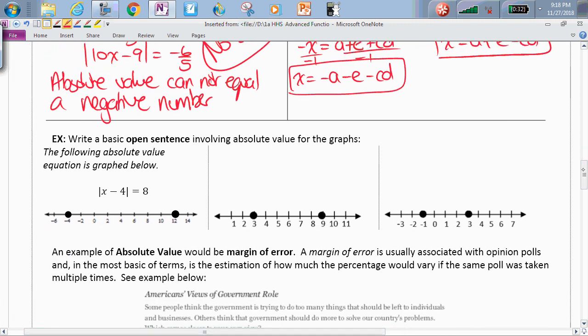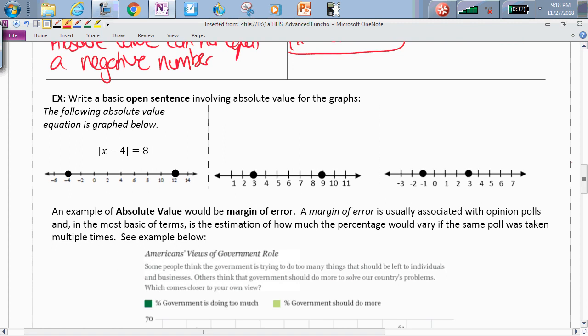Okay, now the whole point of absolute value, or one application of absolute value, is going to be margin of error. We have to understand how to set this up. So let's go back to this part right here. It says write a basic open sentence involving absolute value for the graph. So the following absolute value equation is the graph below. So we've got absolute value of x minus 4 equals 8. So notice that we have an answer at negative 4 and we have an answer at positive 12.